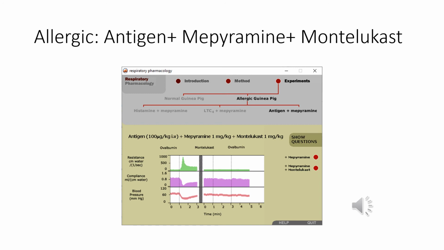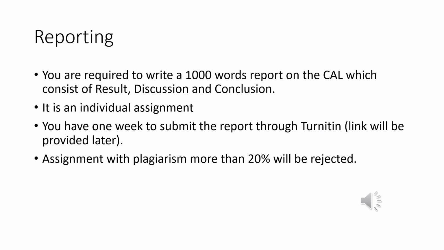the lung physiology. You are required to write a 1000 words report on the CAL which consists of result, discussion, and conclusion. It is an individual assignment. You have 1 week to submit the report through Turnitin, link will be provided later. Assignment with plagiarism more than 20% will be rejected.